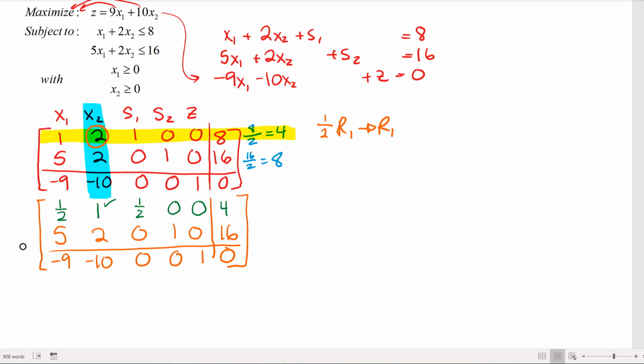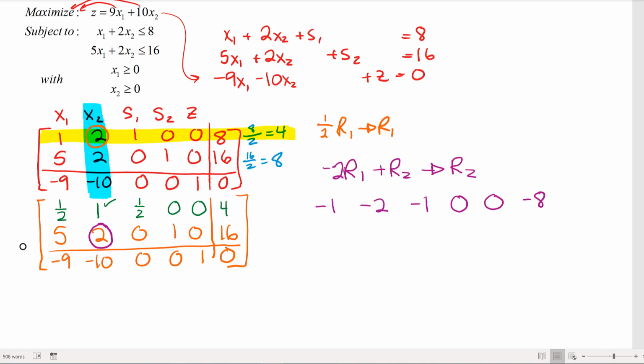Now I would like to get zeros above and below that. In this case, just below. So I would like a 0 where this 2 is. To get a 0, I'm going to take the opposite of 2, which is negative 2, times the row with a 1 in it, in this case, which is row 1, and add the row back to row 2. So I'm going to take the first row and multiply by negative 2. 1/2 times negative 2, that's negative 1. Negative 2 times 1, that's negative 2. Negative 2 times 1/2, that's negative 1. Negative 2 times 0 is 0. Negative 2 times 0 is 0. And negative 2 times 4 is negative 8.